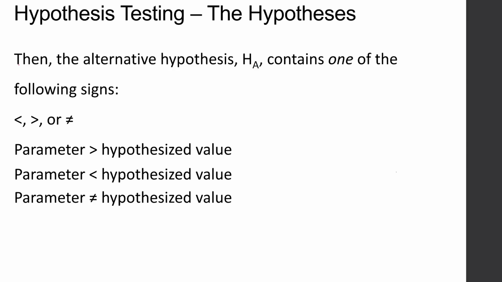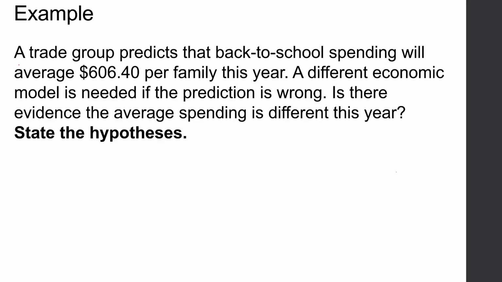The alternative hypothesis or the research hypothesis contains one of the following signs, either less than, greater than, or not equal to. So either your parameter is bigger than your hypothesized value, less than your hypothesized value, or you think it's just not equal to the hypothesized value. You're not sure which way, but you think it's not the same. So let's do some examples.